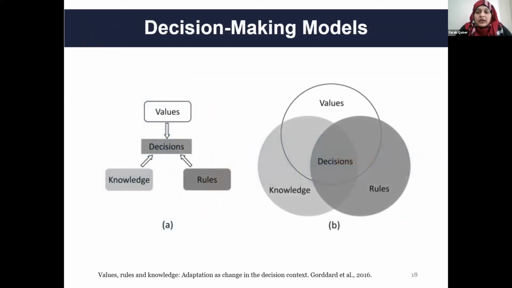Two models that Gordard has presented in this 2016 paper is that even when making a decision, you have to consider the available knowledge, the values of that person or the values of that government in question, and then the rules, so what's permissible and what isn't. And that's what leads you to a decision. Or another way of looking at it is it's the interplay of values, knowledge, and rules, which tells you what solutions are possible and helps you narrow down on that decision making model.